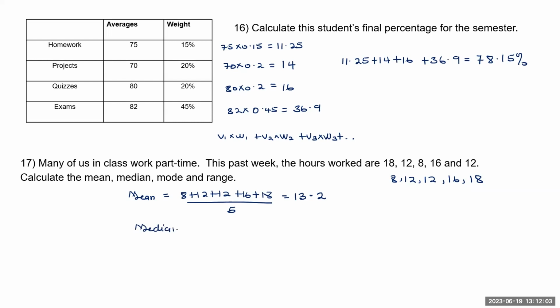The median is the middle number when all the numbers are arranged in ascending order. And so the middle number here will be 12. The mode is the number that is most frequent in any data set. 12 appears twice, and so 12 is the mode. And our range, which is the difference between the max and the min: the max here is 18, the min is 8, and so we have 10.